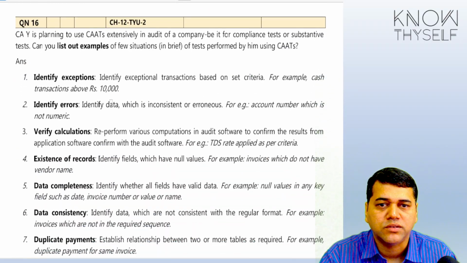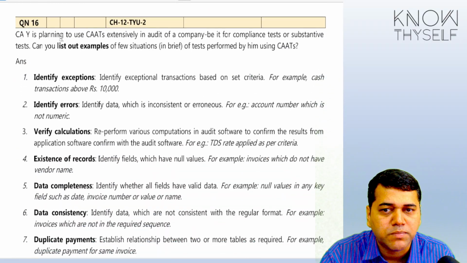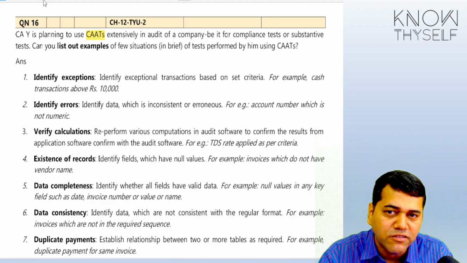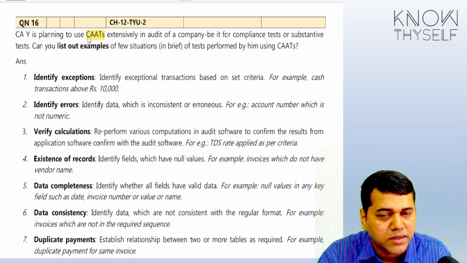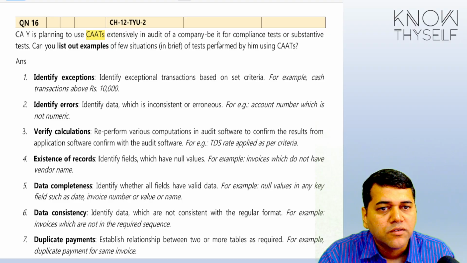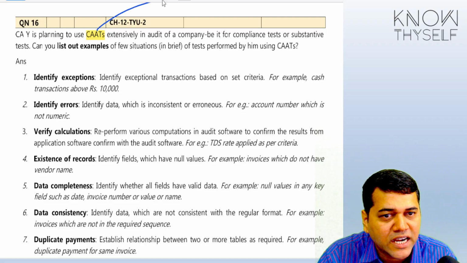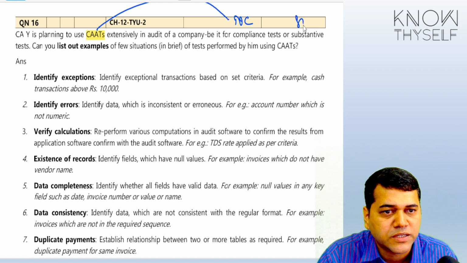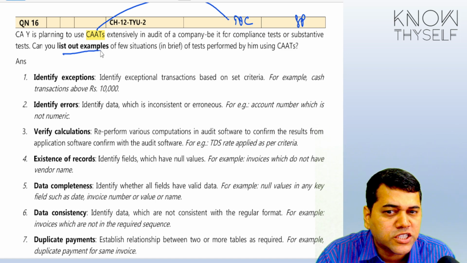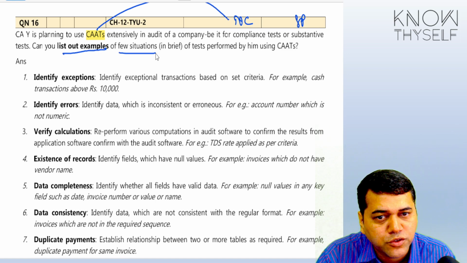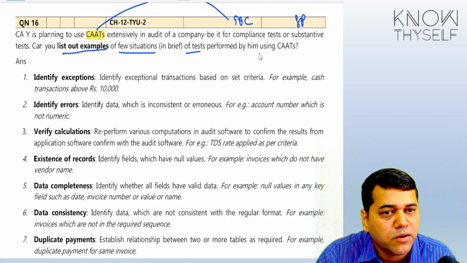Yes, next question. Test your understanding too. CAY is planning to use CAT. See, this keyword only tells you where exactly this will fit, emerging technology, for compliance test or substantive test. That means you can use the CAT for test of control or substantive procedures. Can you list out a few examples of situations of tests performed by using CAT?